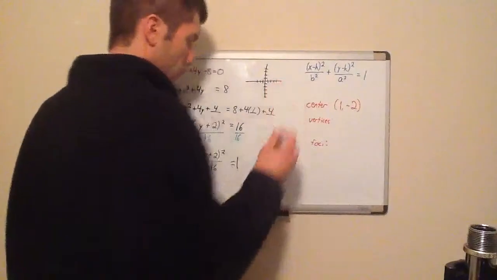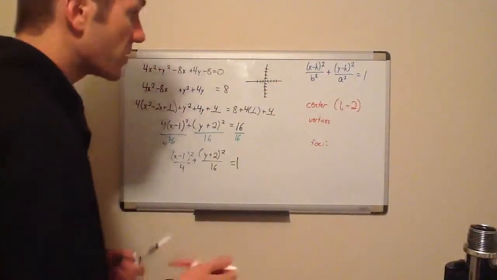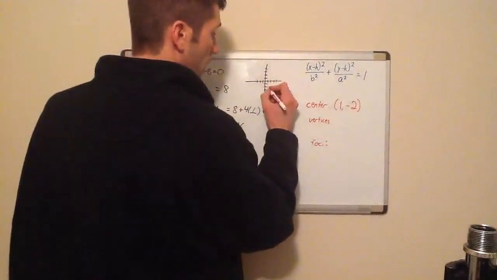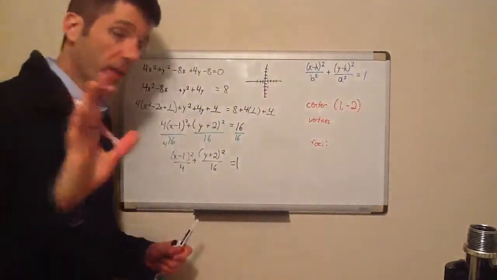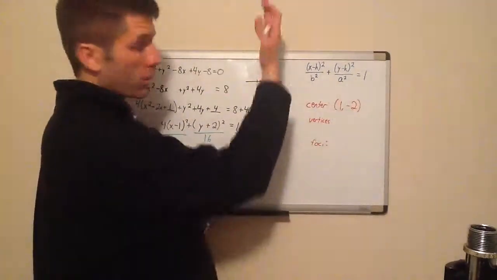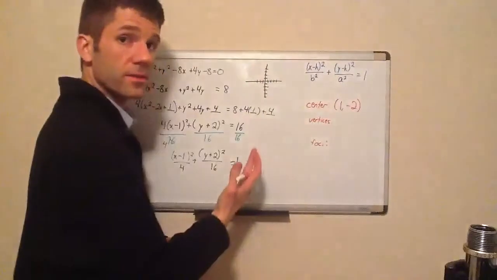Doesn't have to be perfect. So the center is at (1, -2). So we know that much. And we also know that it goes long ways. We know the major axis runs like this.